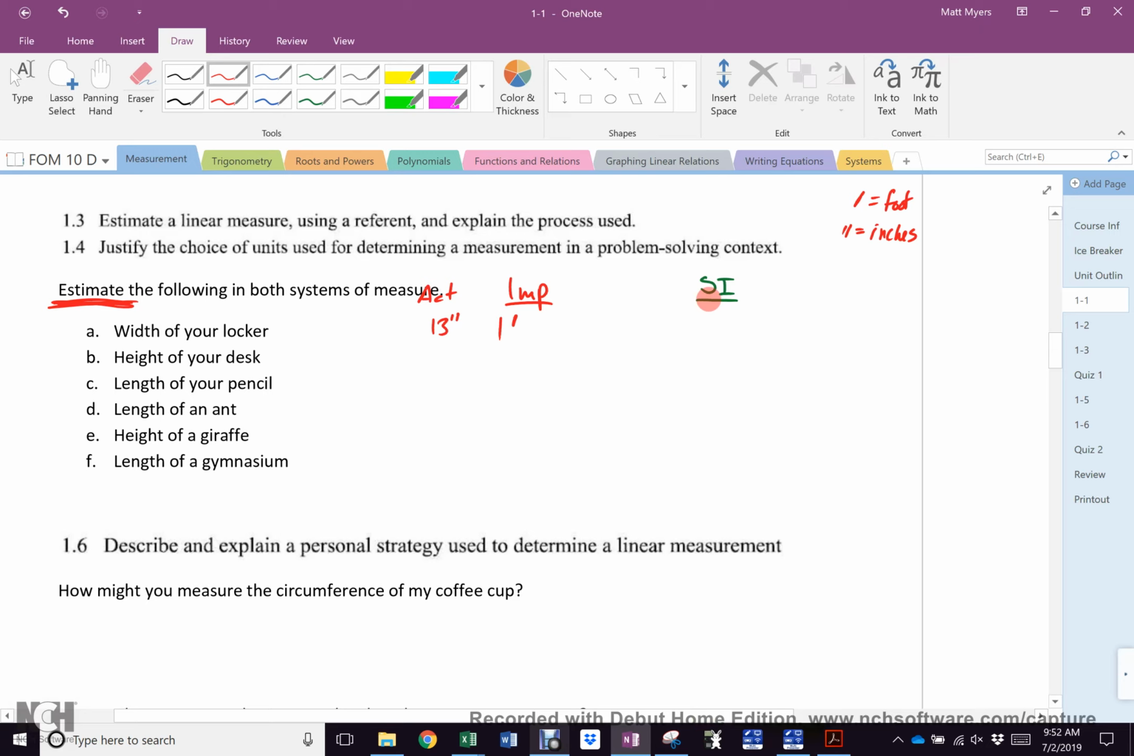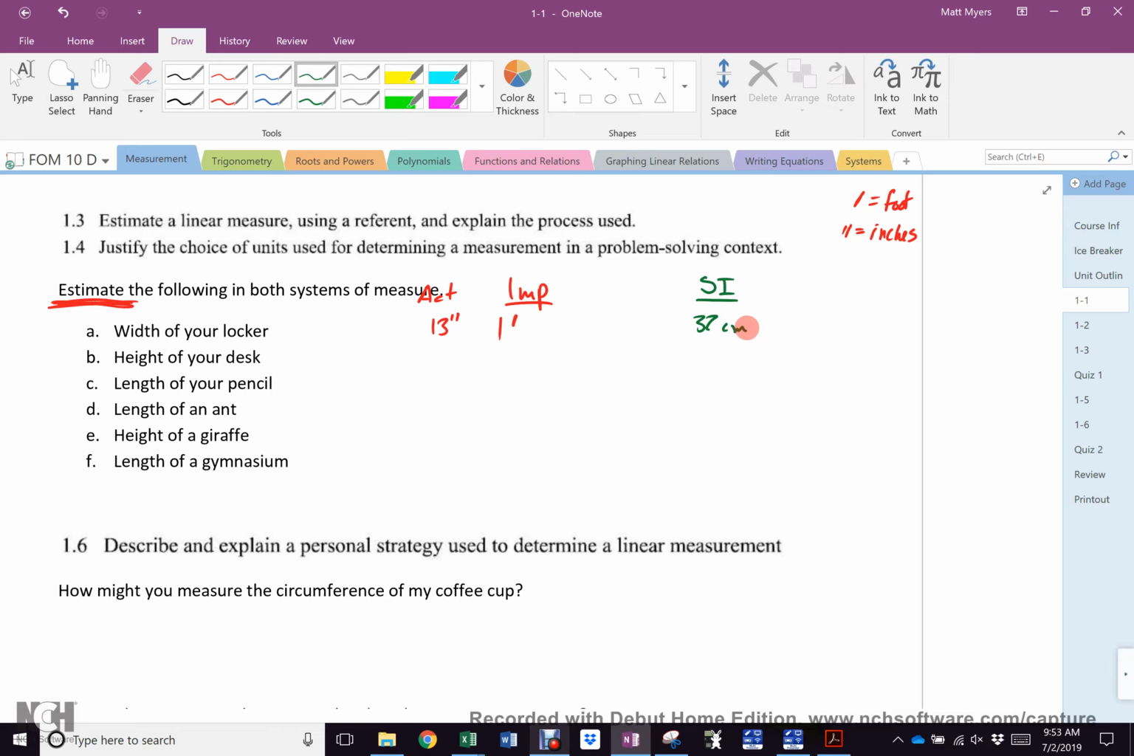SI? Anyone guess in metric? No one? They're 30. Actually, I lie. They are 32 centimeters in reality. Anyone want to guess the height of your desk? In either one. I'll take either one.